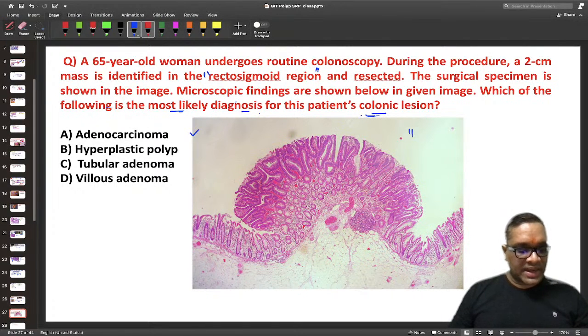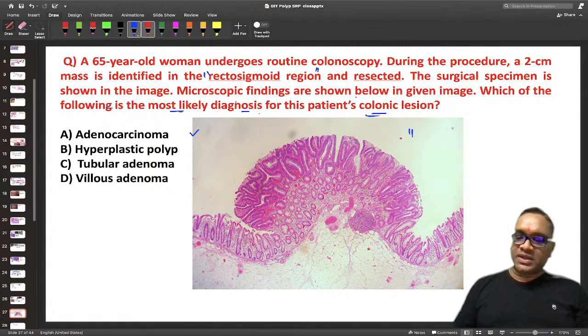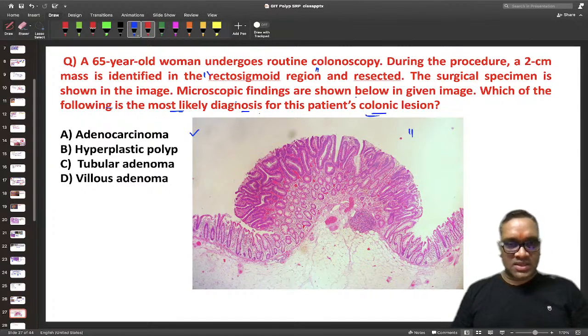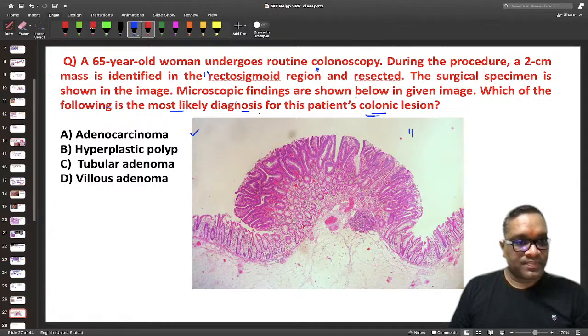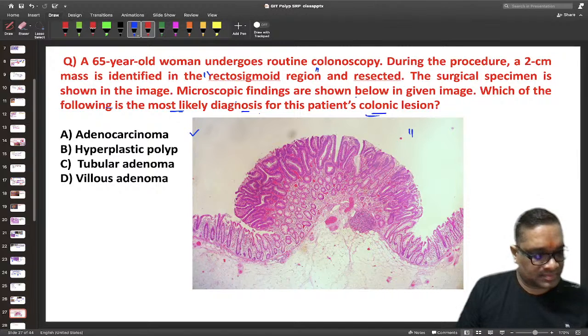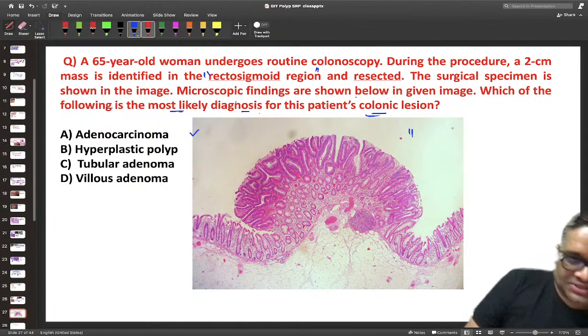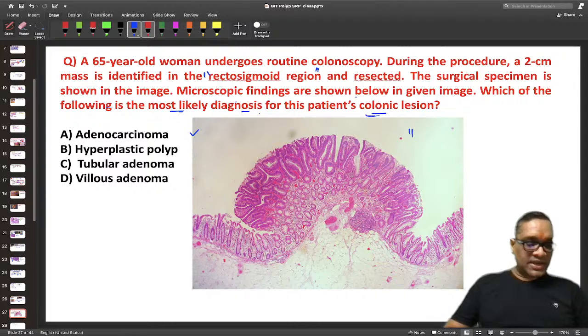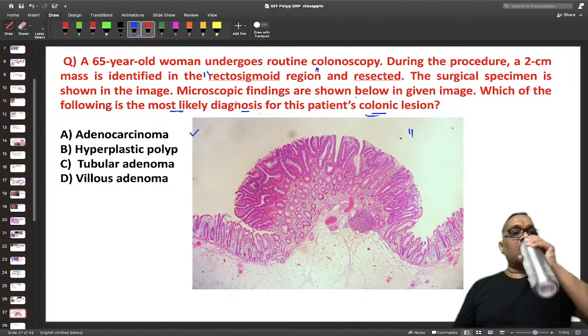Now tell me, what should be the right answer? It's a tough question. It's not an easy question. But after listening to this explanation, you will understand this was an easy question. That is how GI polyp questions will be asked in the exam. You look at the gland and you will get the diagnosis. Right. So the first correct answer I have got from Nitesh. Nitesh has given the first correct answer, that is the tubular adenoma.